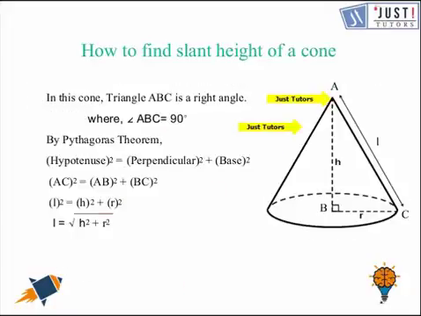In this cone, we observe that we are getting a right angled triangle ABC because it is a right circular cone. Using the Pythagoras theorem, we have hypotenuse squared equals perpendicular squared plus base squared. Hypotenuse here is the slant height AC, perpendicular is AB, that is the height, and base is BC, that is the radius. Solving, we get the slant height as the square root of the sum of the square of height and the square of radius, that is height squared plus radius squared, and whatever answer we get, we'll find the square root of it. That will be the slant height.